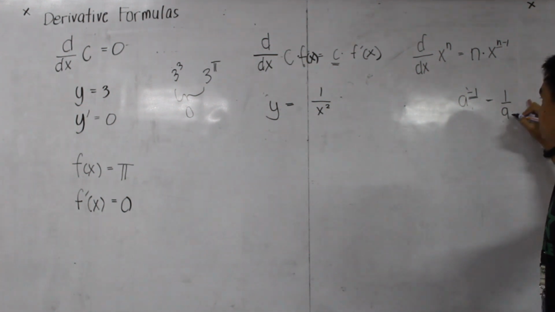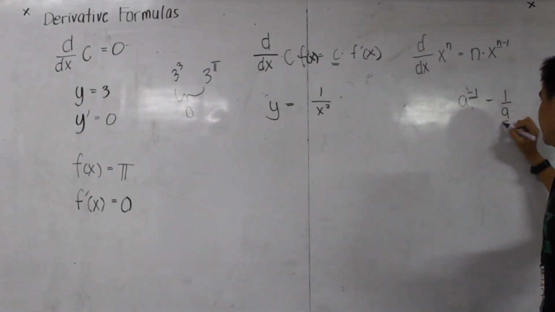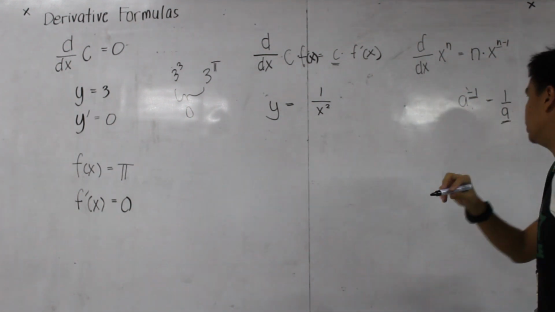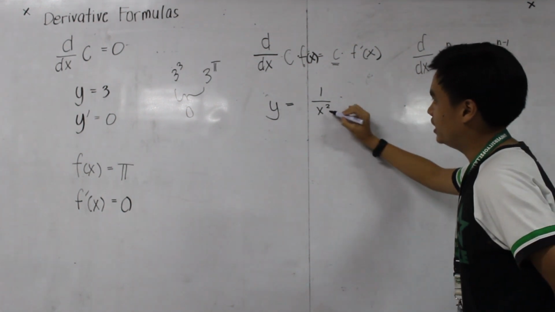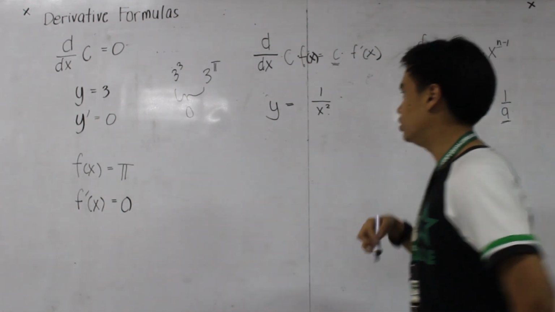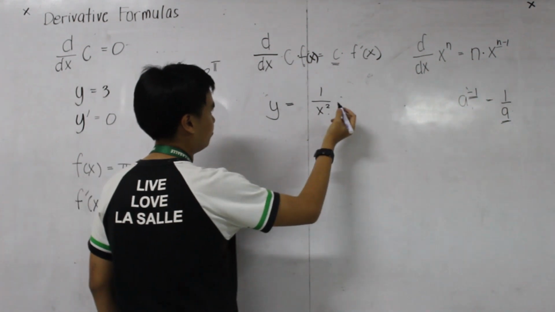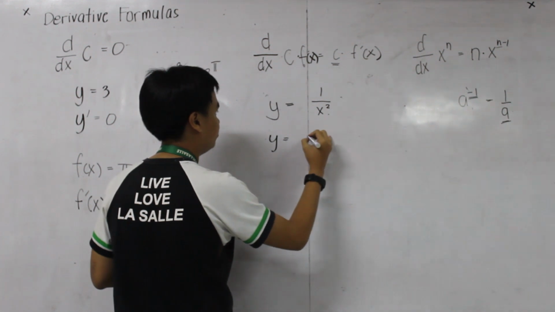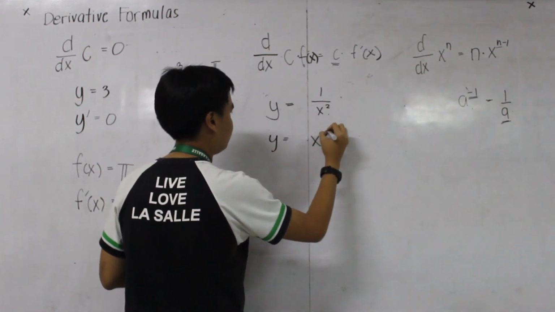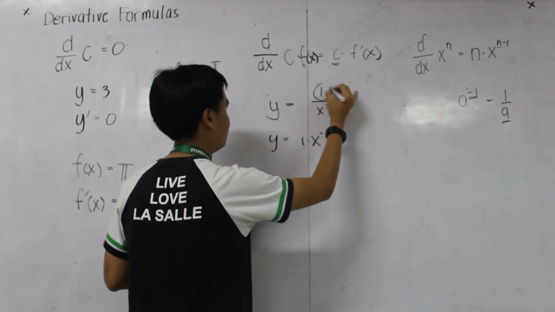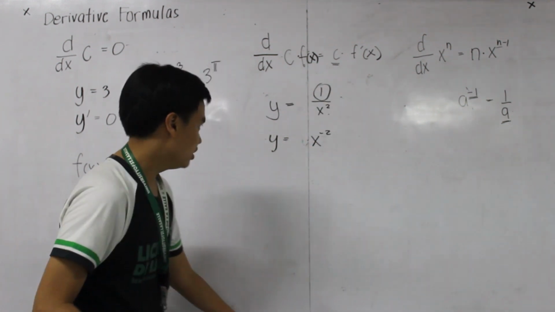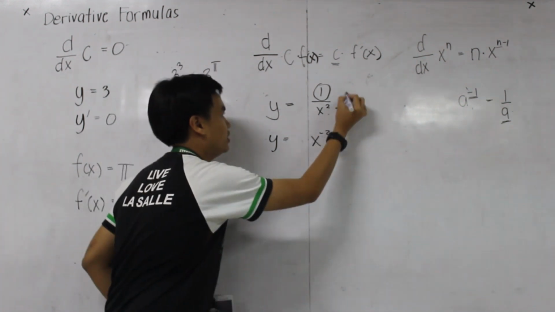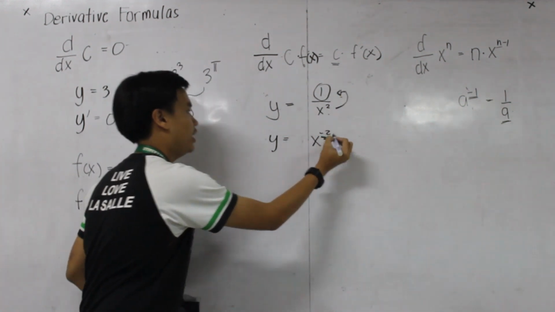And the same is true if the number is in the denominator: it is an exponent of a negative number. So since this is in the denominator, we can translate this to y is equal to x to the negative 2 times 1, because we have 1, but it's still x squared. So we basically just transferred this to the numerator and made the exponent negative.